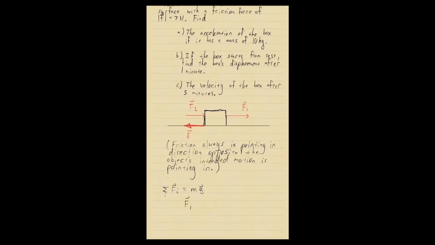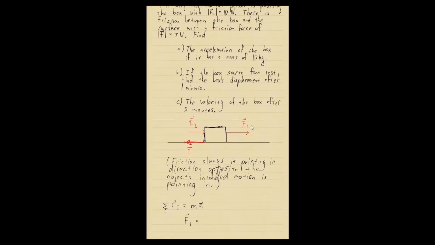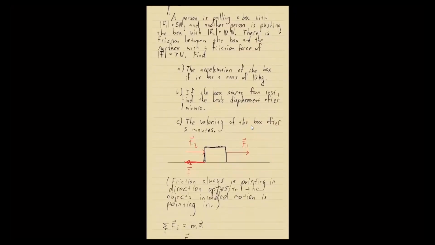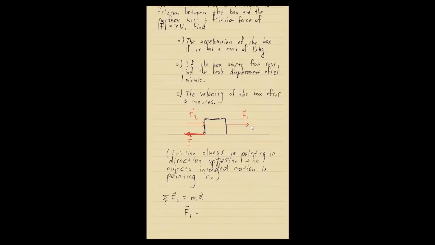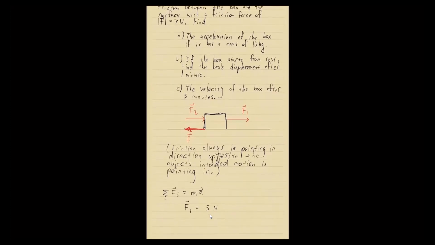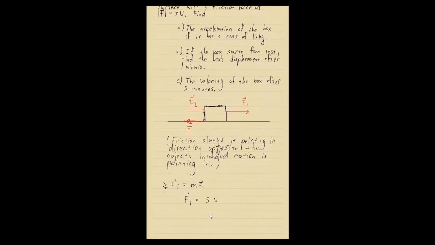So our first force is going to be entirely in the positive x direction. And this first force has a magnitude of 5 newtons. Now in this case, because this is a one-dimensional problem, the fact that this is a positive number indicates that it's pointing to the right, and negative indicates that it's pointing to the left, the usual. So F1 is equal to 5 newtons.